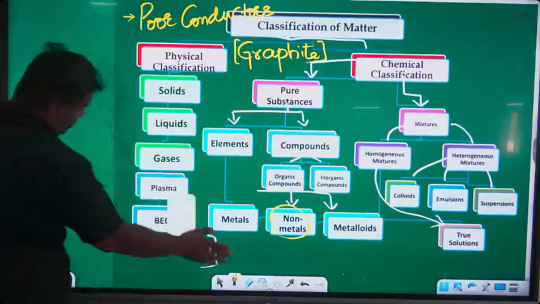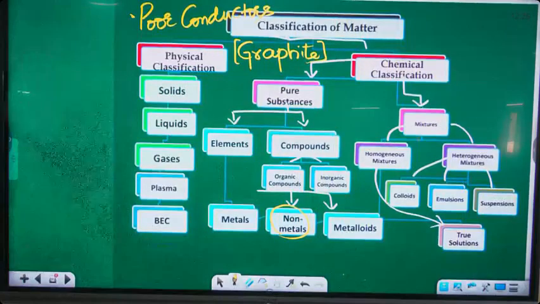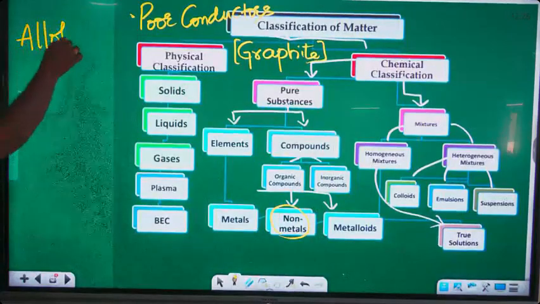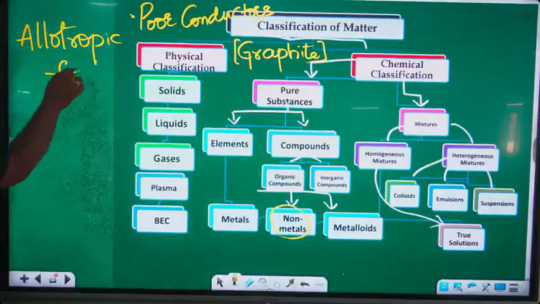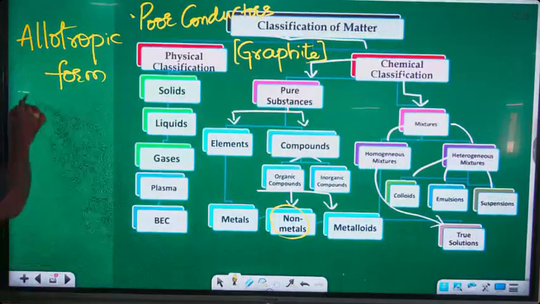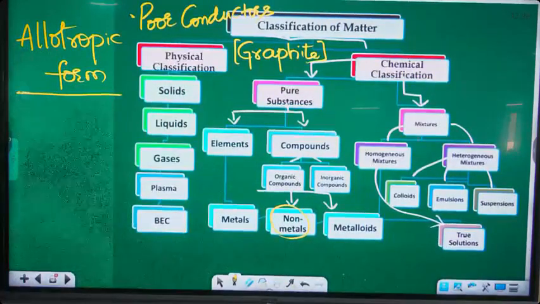Except graphite. Now the moment you talk about graphite, what is graphite? Graphite is an allotropic form of carbon. We say it is the crystalline allotrope of carbon. Graphite is an allotropic form of carbon. Right. Now what is the meaning of the term allotropic form of carbon?